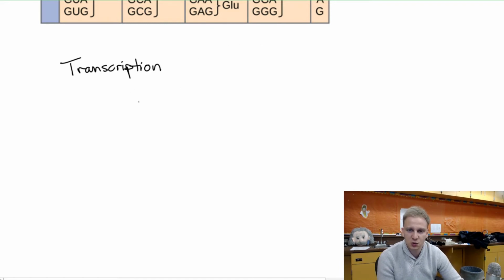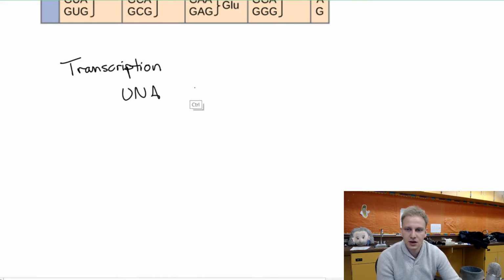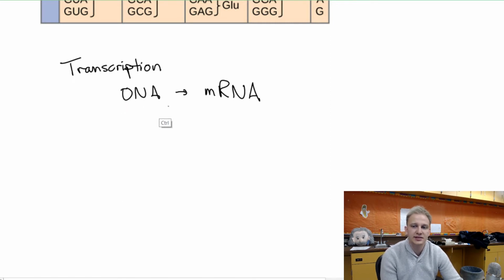And with transcription, what we are going to do is go from the structure of DNA, and we're going to convert it into something called mRNA, messenger RNA. So DNA is deoxyribonucleic acid. mRNA is ribonucleic acid. So deoxy just means the absence of oxygen. In DNA, there's no oxygen. In ribonucleic acid, there is oxygen.